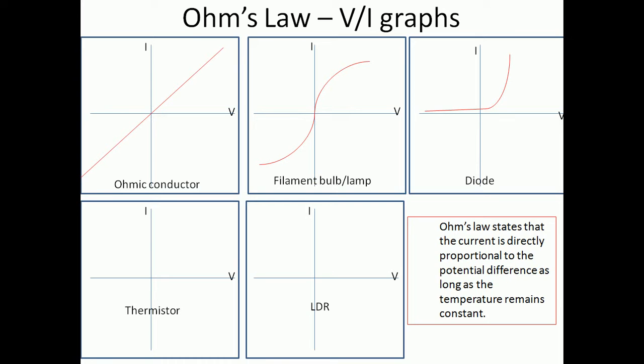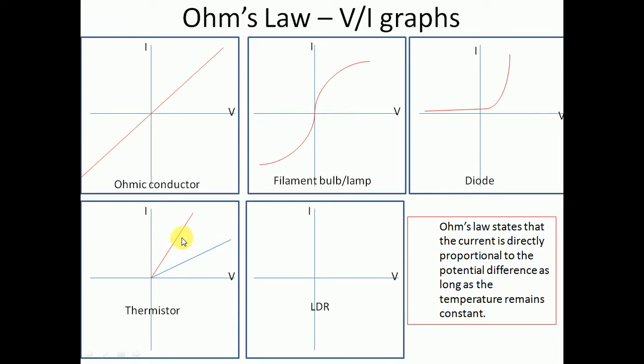Then our next one is a thermistor. Don't forget, a thermistor is a resistor that is sensitive to temperature. I'll put on here two lines, because you need to understand that the resistance of a thermistor changes with temperature. The red line represents high temperature, and the blue line represents a low temperature, so cool and hot. As you can see, as the temperature of a thermistor increases, its resistance decreases because the gradient of the line gets steeper.